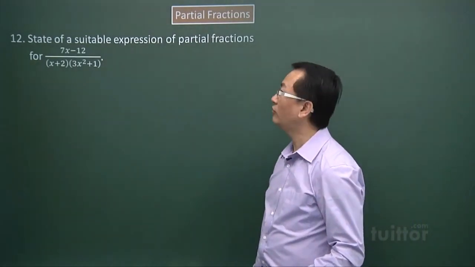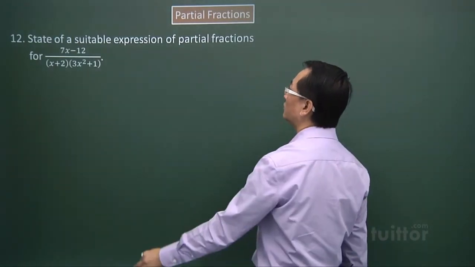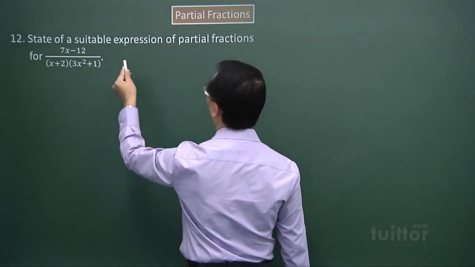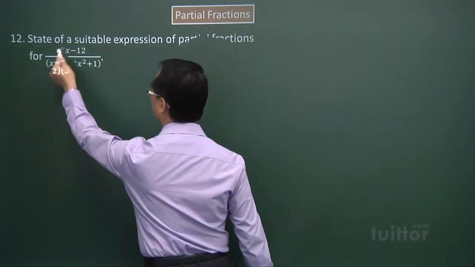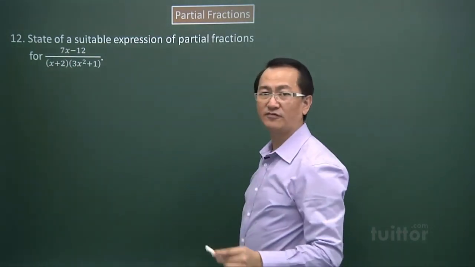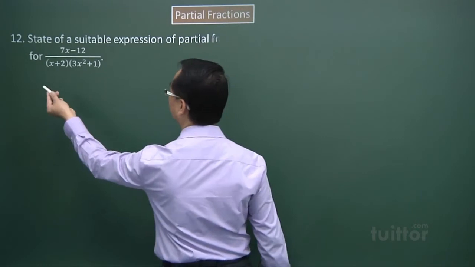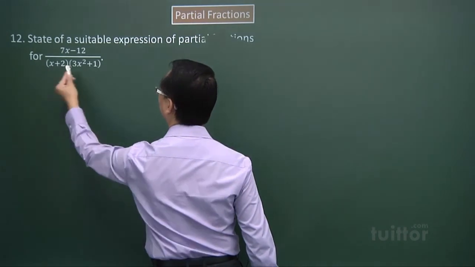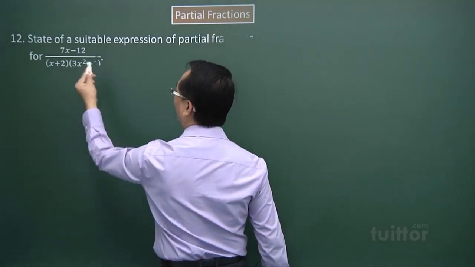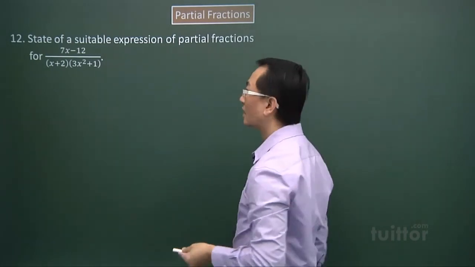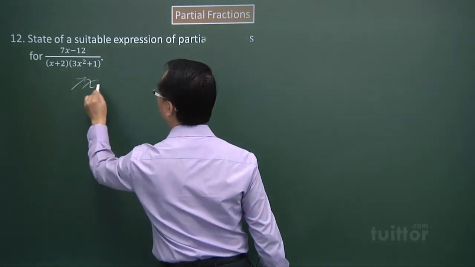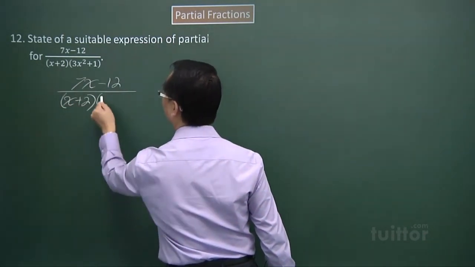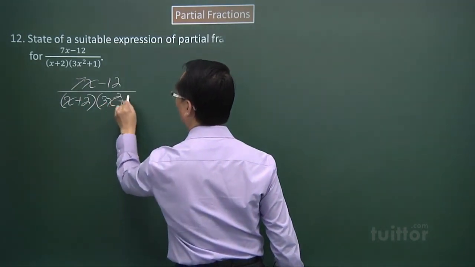For point 12, it's just an exercise to state the suitable expression of the partial fractions for this particular algebraic fraction. The first thing to do is to recognize the type of factors in the denominator. This is the linear factor, this is the quadratic unfactorizable factor. So we have 7x minus 12 over x plus 2, then I have 3x squared plus 1.